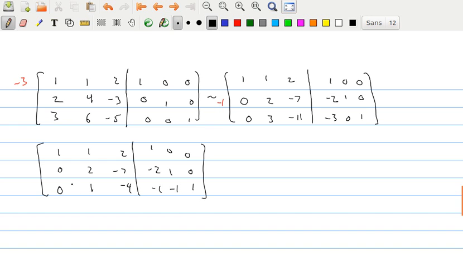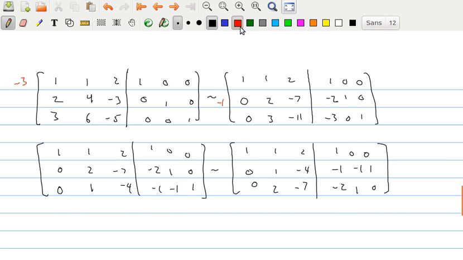Now that we've got a 1 here, we want to get the leading one in the second row. So now we'll switch these two rows. We'll let the top row just sit, 1 0 0. We'll switch the bottom two, so this becomes 0, 1, -4, -1, -1, 1. And then our old row 2 will move down to the bottom row, 0, 2, -7, -2, 1, 0. Okay, now I have a 1 in this spot. That's good.